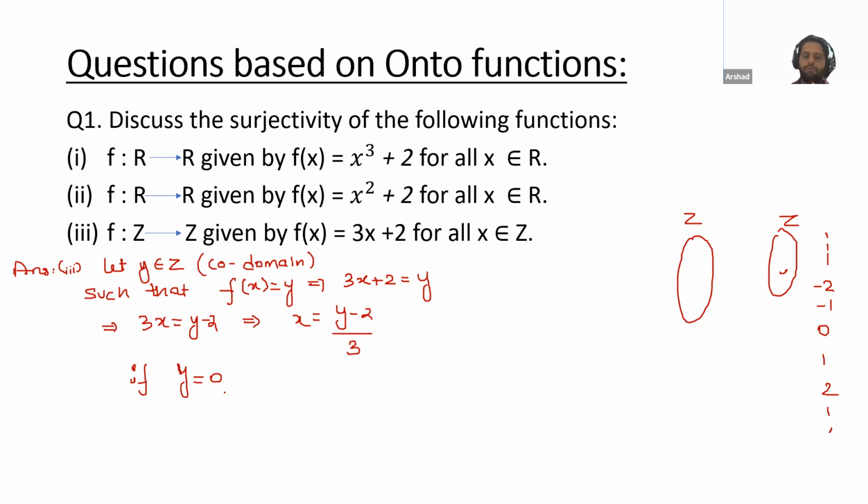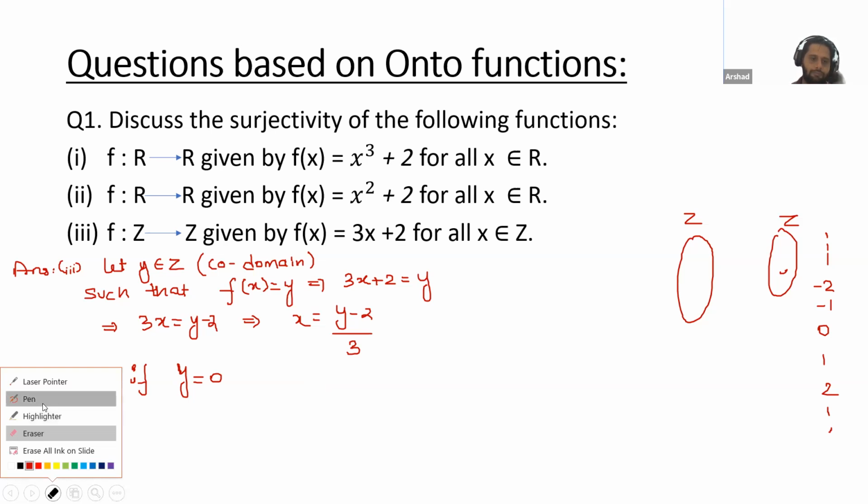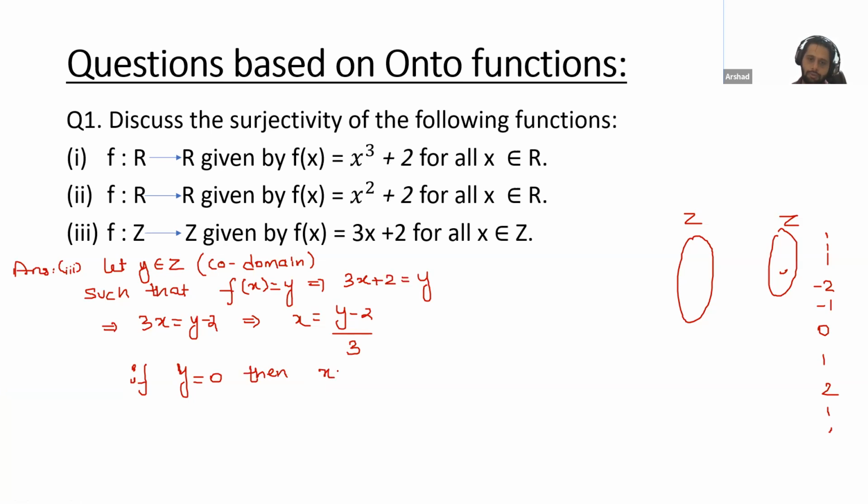Okay, good. So if you put y equal to 0 here, then you will get minus 2 by 3, and minus 2 by 3 is not an integer. If y is equal to 0, then x is equal to 0 minus 2 by 3, which is not an integer. Okay, if y is equal to 0, then this 0 minus 2 by 3, which is minus 2 by 3, is not an integer.